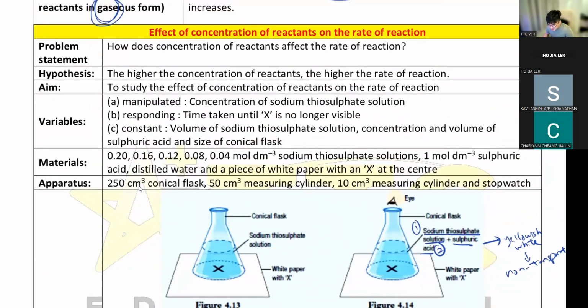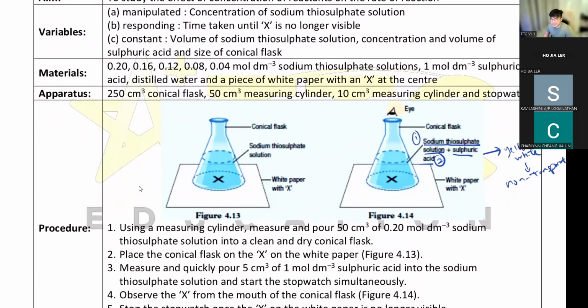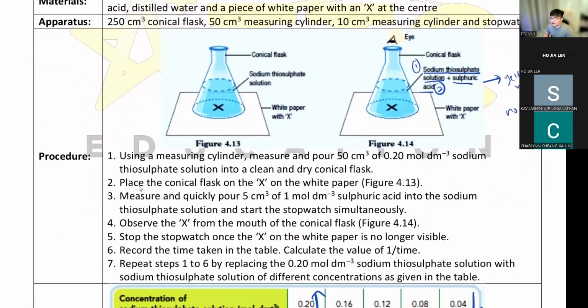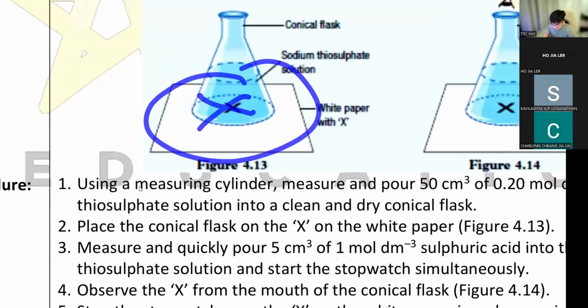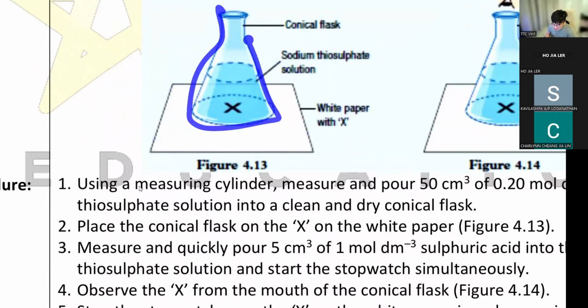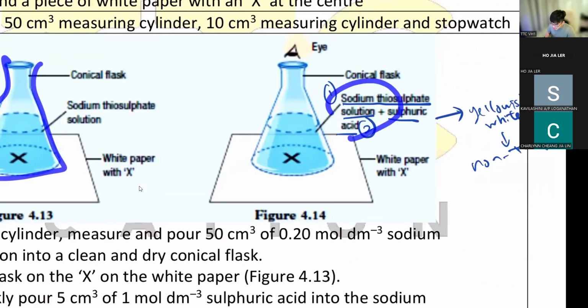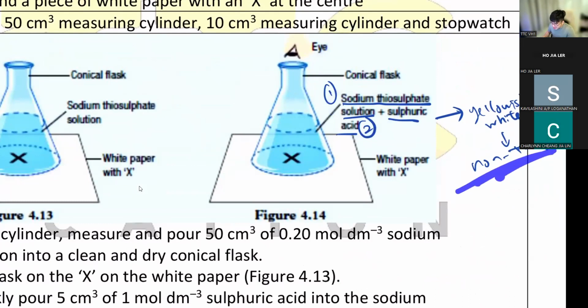Okay, we're in this experiment. You'll be doing this in your school. So let me repeat this for you, Charlene. You take a piece of white paper, you put an X on it, you put a conical flask on it, and then you add these two solutions. They will start to become non-transparent, and your X will disappear. The faster they disappear, the higher your rate of reaction.